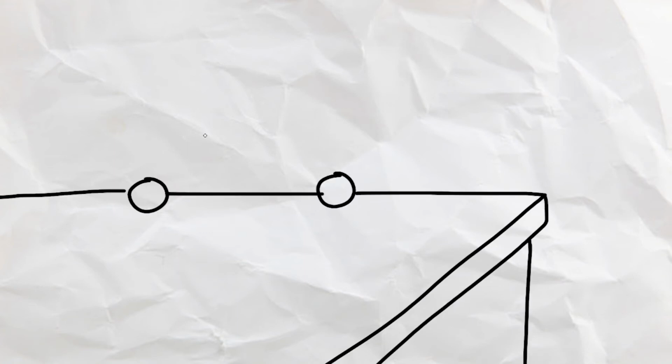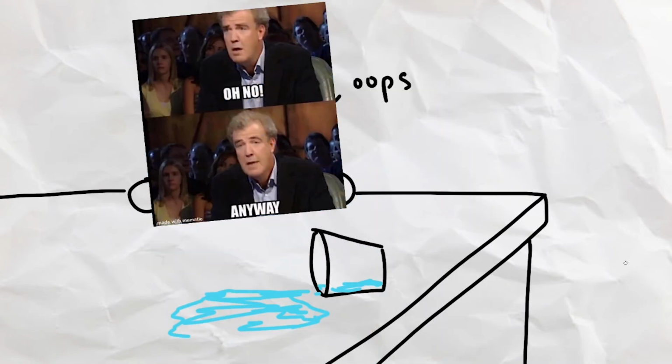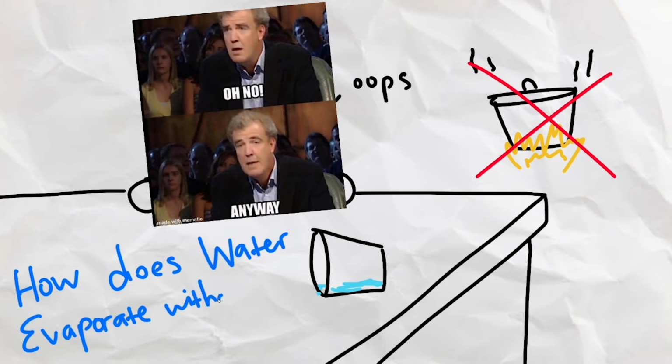We have all been there, when you accidentally spill some water on your kitchen counter and felt too lazy to clean it up. And the next thing you knew, the water had disappeared after a few hours. How does that happen? How could water evaporate without putting it on a stove to boil? In this video, we will go over how water evaporates without boiling.